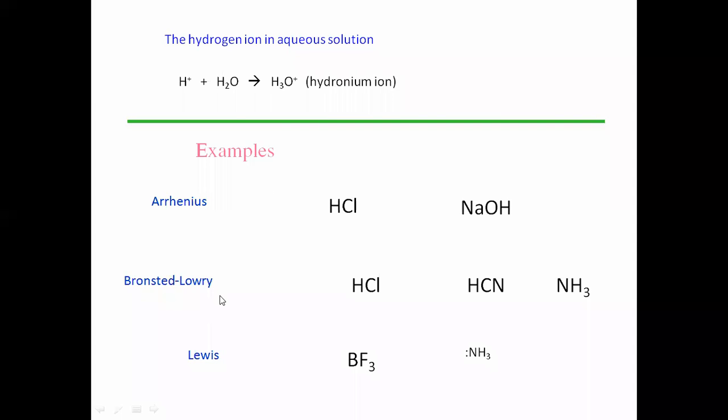Then according to Lowry-Bronsted, H plus donor is acid and H plus acceptor is base. Now here hydrochloric acid is H plus donor, but NH3 is a hydrogen acceptor. So NH3 is a base. Now according to Lewis acids and bases, BF3 can be categorized as an electron acceptor. It is going to accept the electrons. So BF3, boron trifluoride, is coming under the category of acid, and ammonia, as in the Lowry-Bronsted theory, is coming under the category of base.